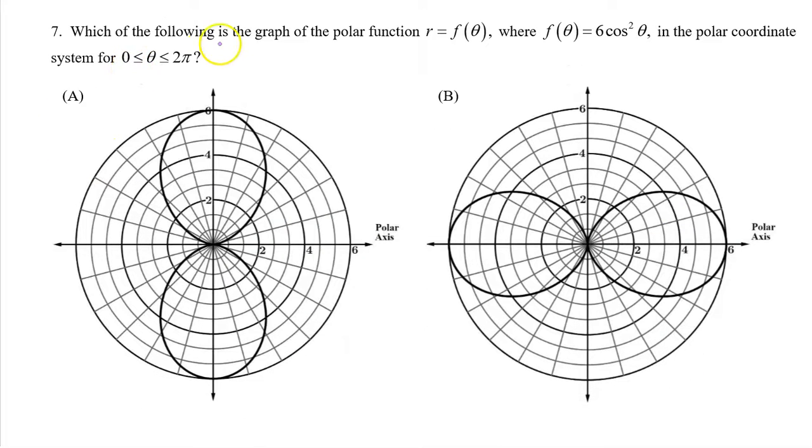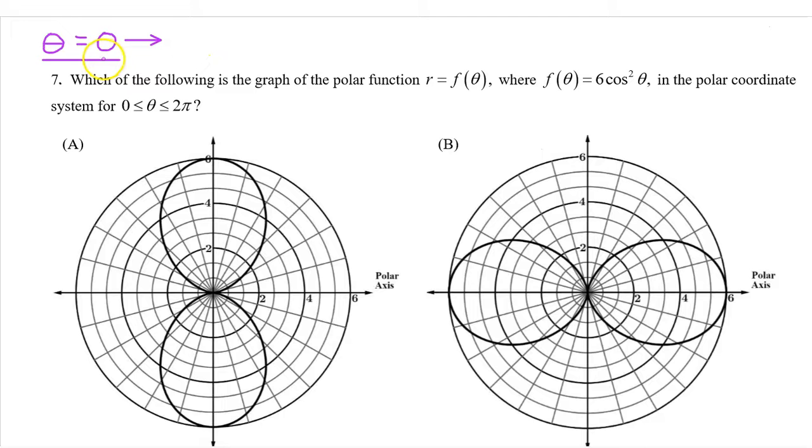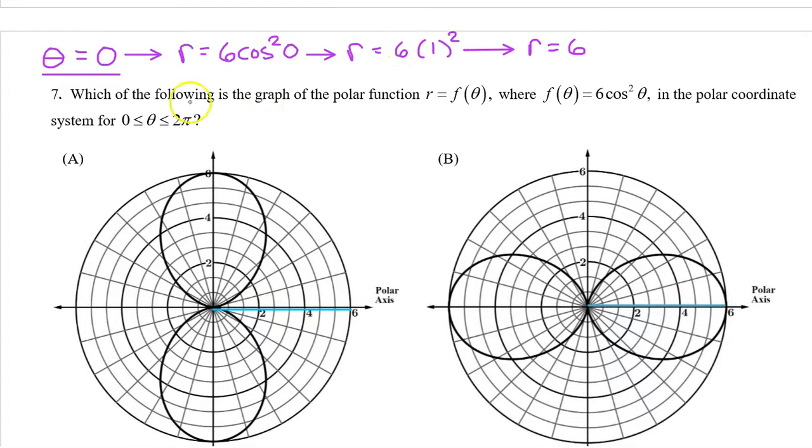Number 7. Which of the following is the graph of the polar function r equals f of theta, where f of theta is equal to 6 cosine squared theta in the polar coordinate system on the interval from 0 to 2 pi? Let's try letting theta equal 0. At theta equals 0, r is equal to 6 cosine squared 0. The cosine of 0 is 1, so r is equal to 6 times 1 squared. At 0 radians, r should equal 6.